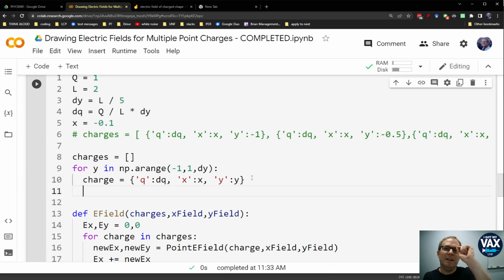Now that's going to create that individual charge. So what I need to do is ask it to take charges and append to it the new charge. So append is a way you can tell Python that you want to take a list and add a new item to it.